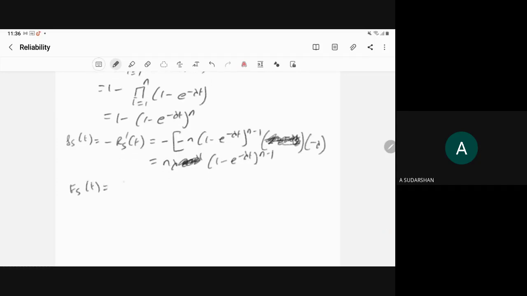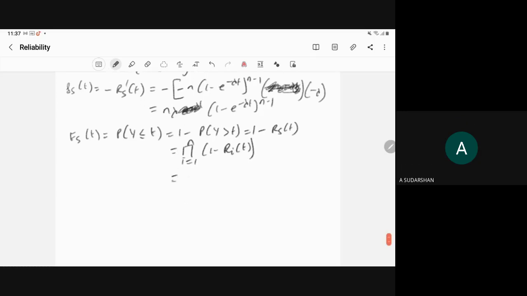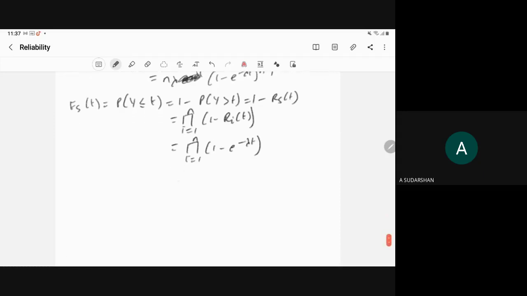Now, if you have to compute the CDF, so probability Y less than or equal to t is 1 minus probability Y greater than t. So 1 minus R_s(t), and it is equal to the product from 1 to n of 1 minus R_i(t). And we have already computed this as the product of 1 minus e to power minus lambda t, which can be written as 1 minus e to power minus lambda t to power n. So that is the CDF of the failure time distribution of the parallel system.